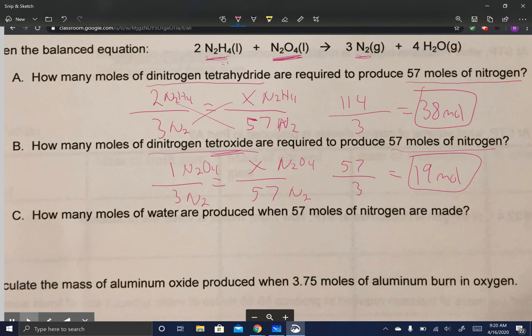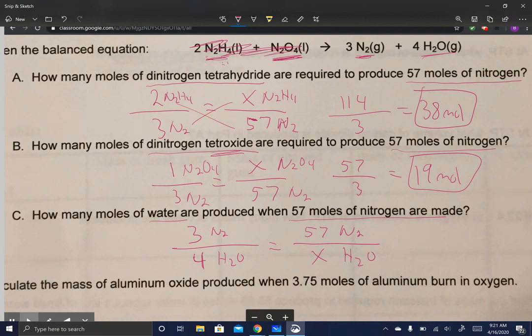How many moles of water are produced from, again, same thing, 57 moles here, but now we don't care about the reactants. All we're worried about is the water and the nitrogen. So basically this question is saying, all right, if you change your reactants so that you're making 57 moles of N2, but you're also going to make more water. That's part of the deal. So how much water will you make, right? So we know if 3 moles of N2 are produced, 4 moles of water will be produced. Well, what if 57 moles of N2 are produced? How many moles of water will be produced, right?